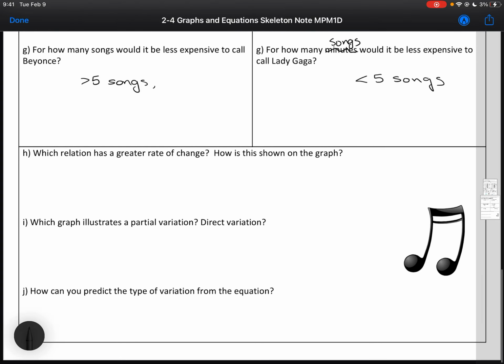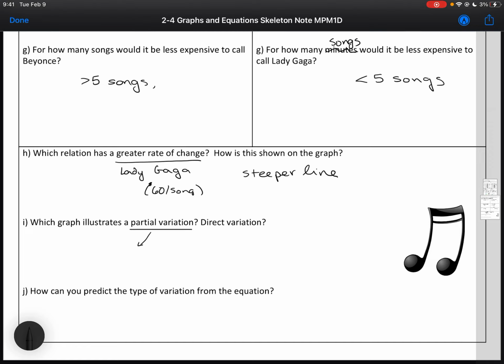The last thing that we're going to do is talk about our graphs. So which relationship has a greater rate of change? If you remember, Lady Gaga had a greater rate of change. It was $60 per song. And this is demonstrated on the graph by a steeper line.